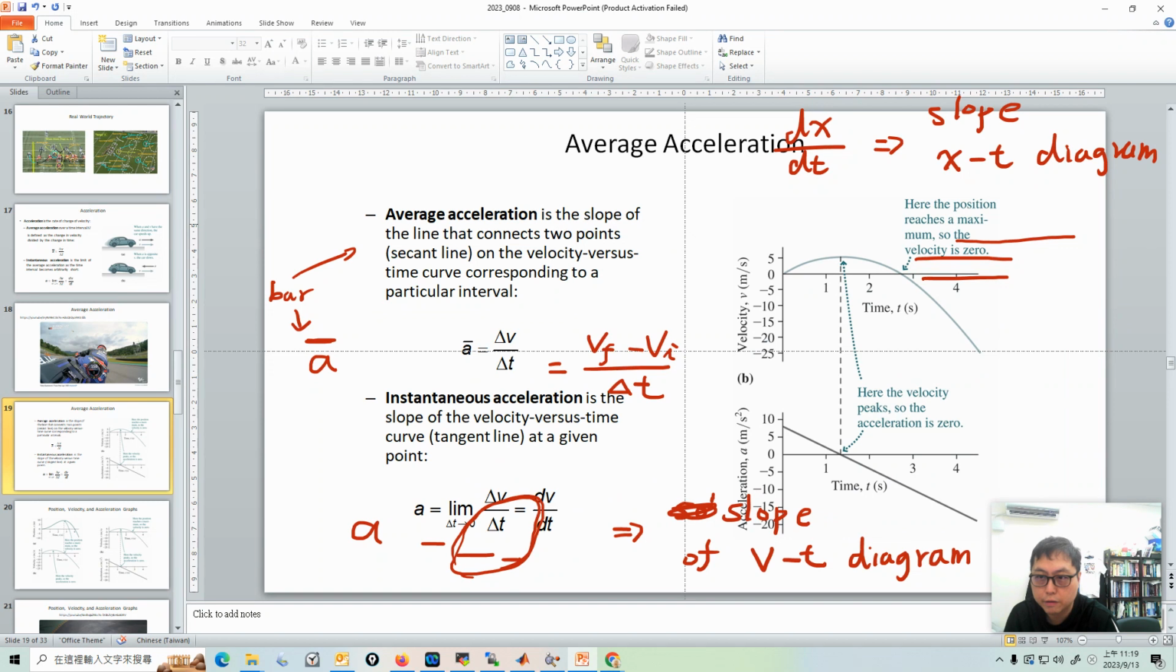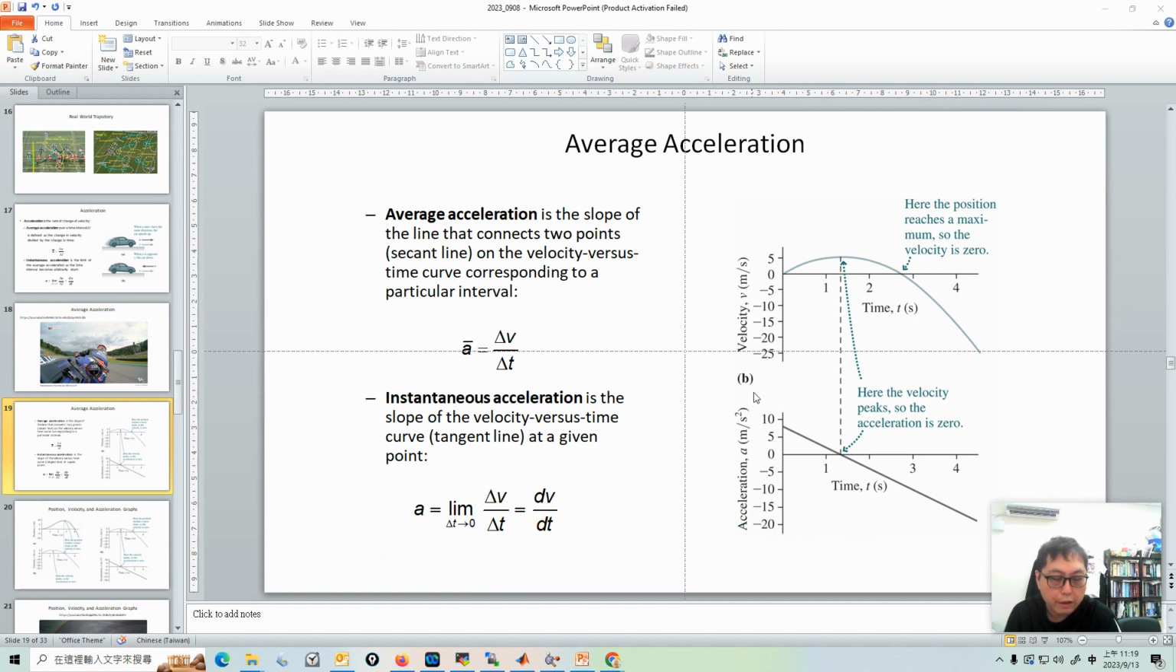In the next slide, I will show you the slope of the v-t diagram. Here, the upper one is a v-t diagram, where velocity is a function of time. Let's draw some slopes on the v-t diagram, because the slope of the v-t diagram is the acceleration.